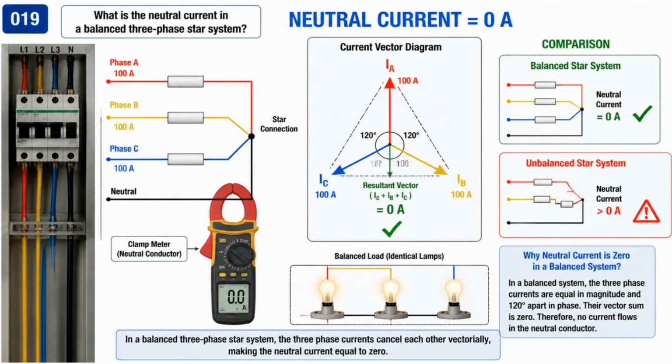Question 19. What is the neutral current in a balanced three-phase star-connected system? In a balanced three-phase star-connected system, the neutral current is zero. This is because the three-phase currents are equal in magnitude and displaced by 120 degrees from each other. As a result, their vector sum at the neutral point is zero. Since the currents perfectly balance one another, no current flows through the neutral conductor under balanced operating conditions. This is one of the key advantages of a balanced three-phase system, as it provides efficient power distribution and minimizes unnecessary current in the neutral wire.